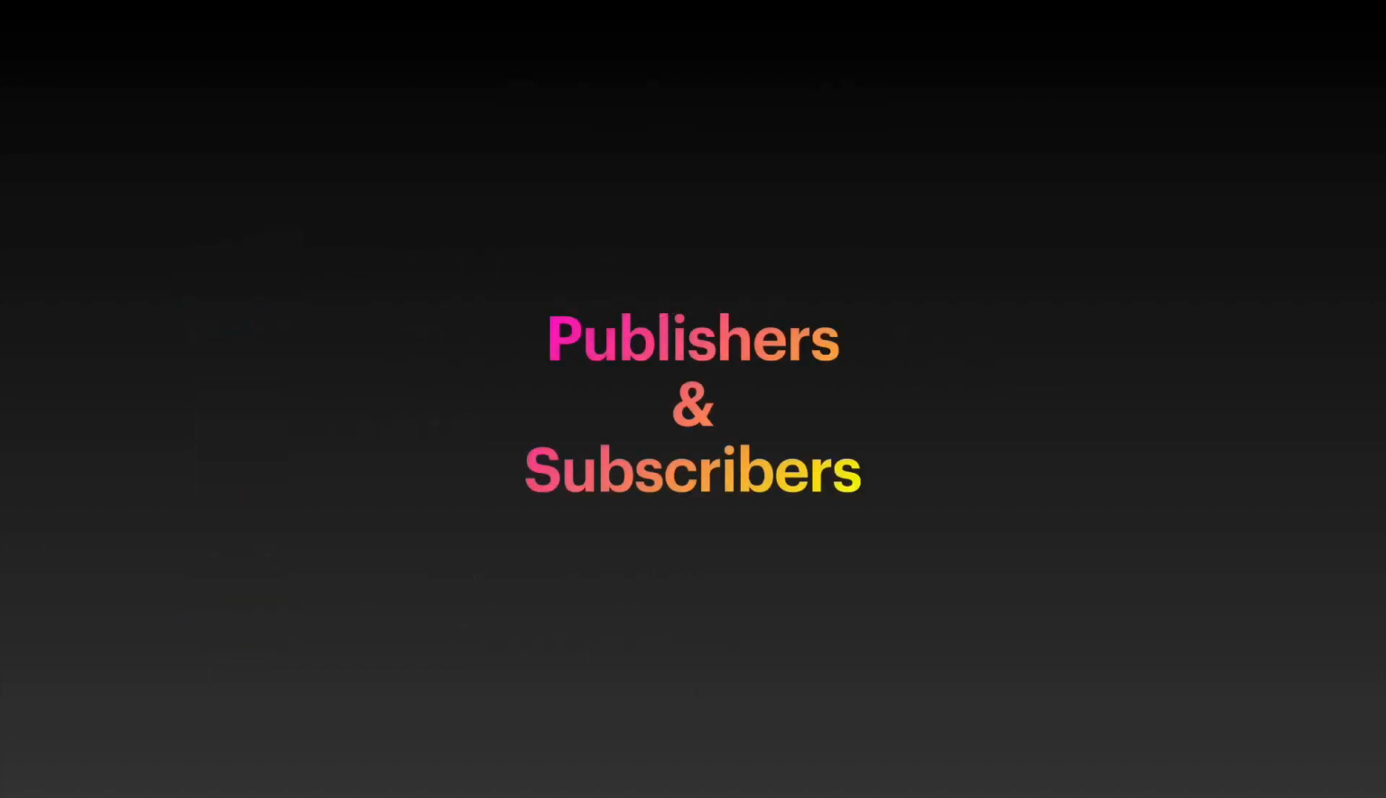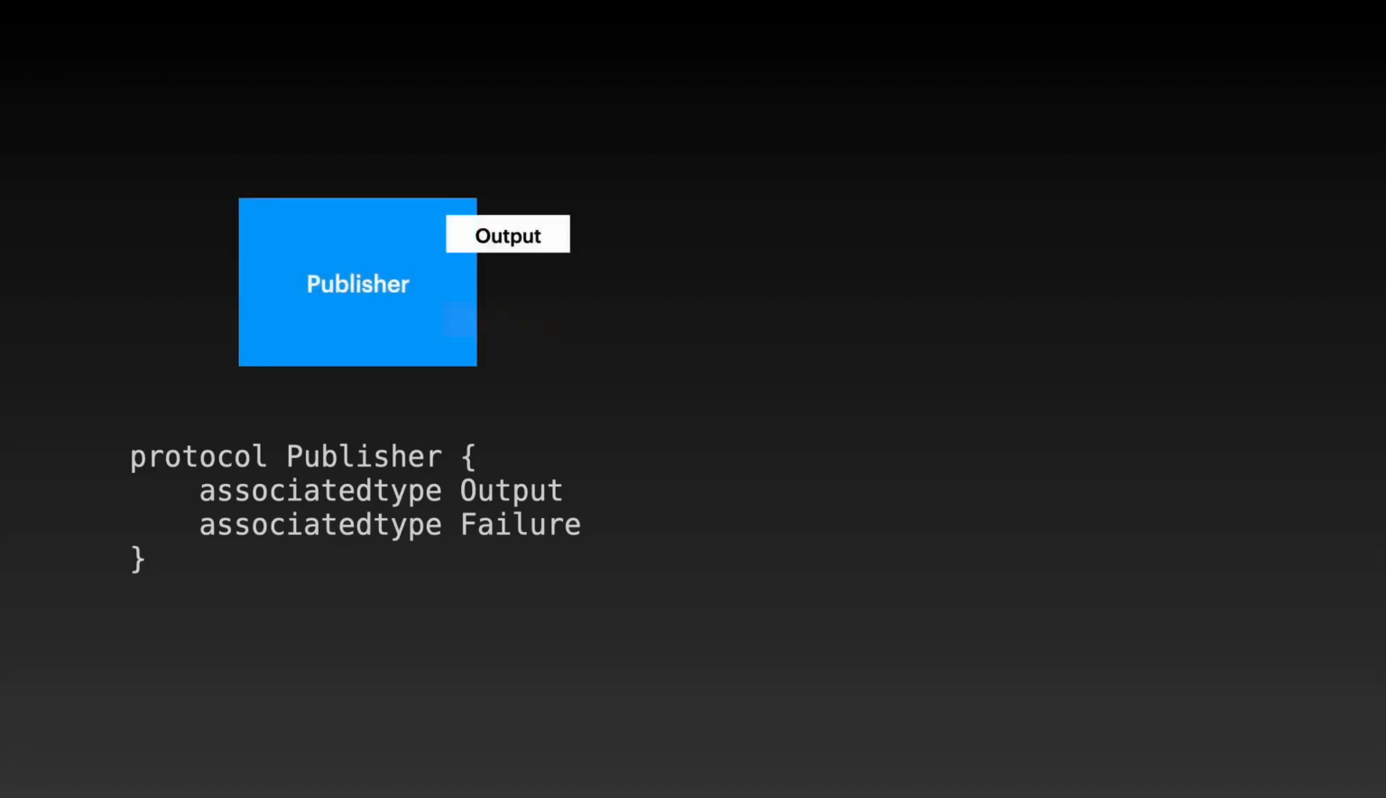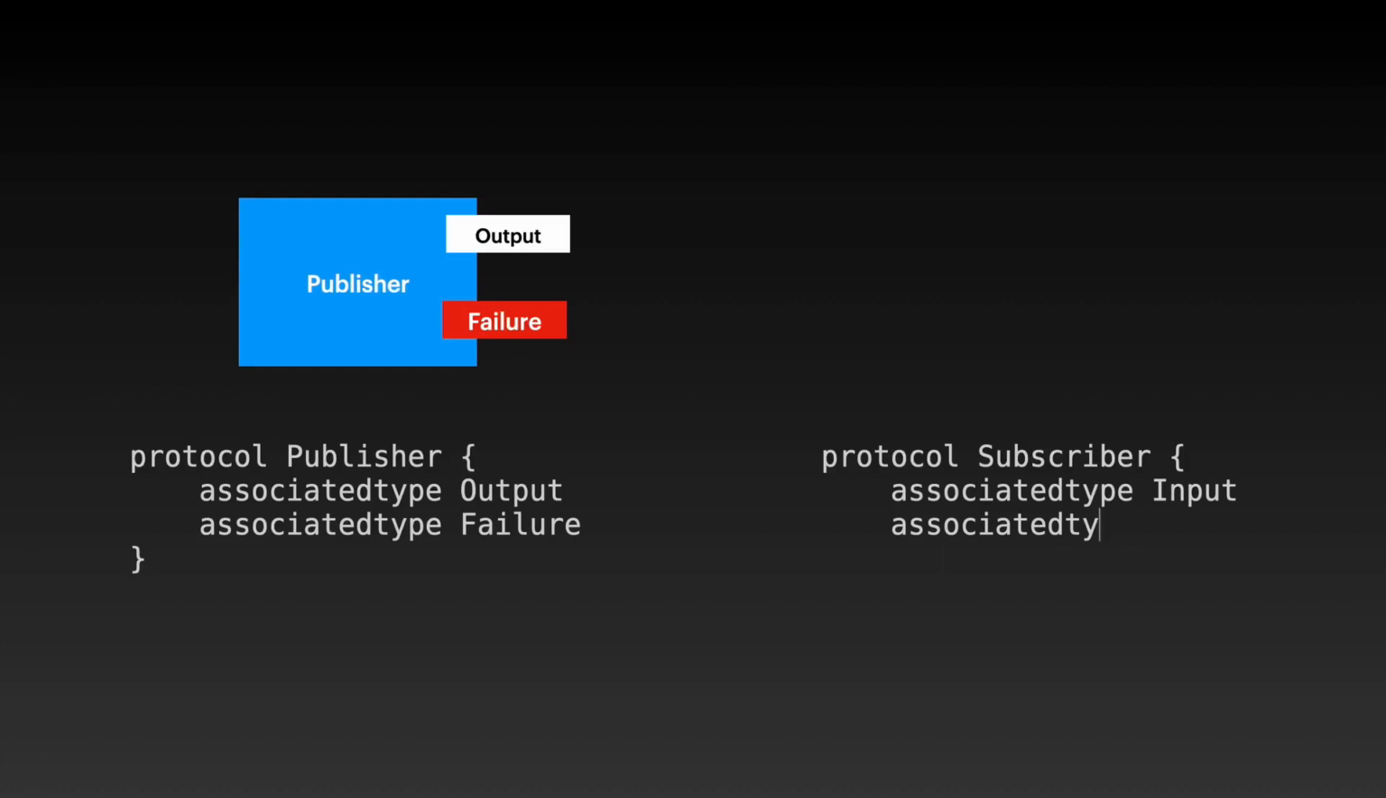Now let's talk about the first two fundamental building blocks of Combine, and that is publishers and subscribers. They are defined inside the framework like this. A publisher is a protocol that has two associated types, one for output and one for failure. I like to visualize it like this. Subscriber is very similar, except instead of an output, it has an input type.